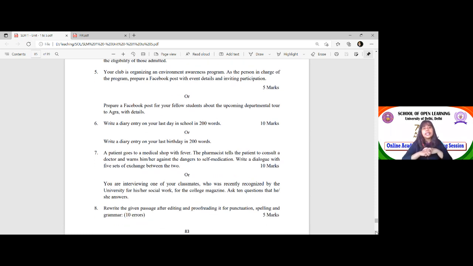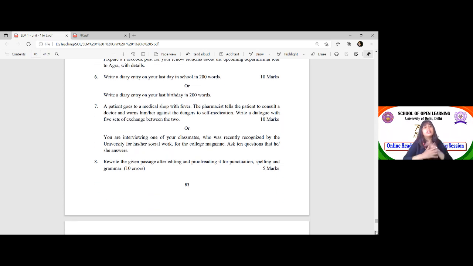Then write a diary entry on your last day in school in 200 words. So we have done diary entry also, with the date and the time if you want to write. You just write a diary entry like dear diary or whatever, and you describe your last day of school. Or you write a diary entry on your birthday, like you celebrated your birthday and you just write about it in your diary.